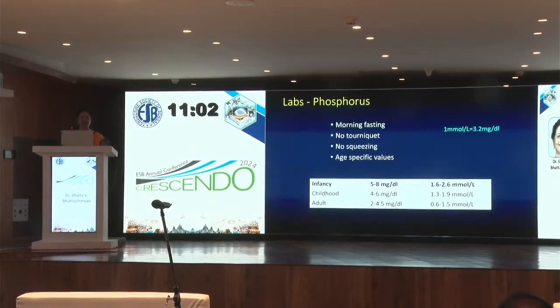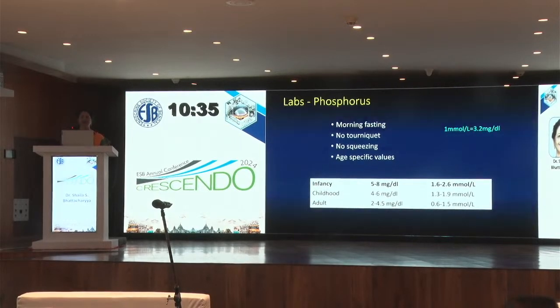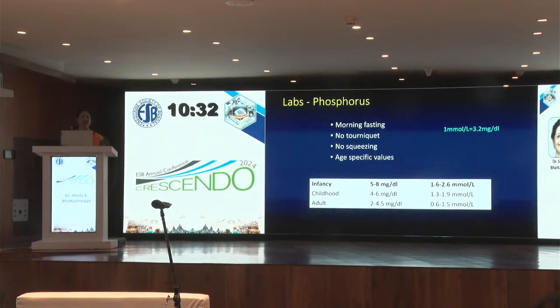Next is the phosphorus. Always take it in the fasting state because the food will interfere with the phosphorus levels. Also no tourniquet and no squeezing because it can cause hemolysis and spuriously high phosphorus values. Again, you need to know the conversion factor, and always you need to know the age-specific phosphorus values. Because in a neonate, if you get a value of 8, you may think it is high, but it is not high because phosphorus at that age, 8 is normal. So age-specific phosphorus values should be known.